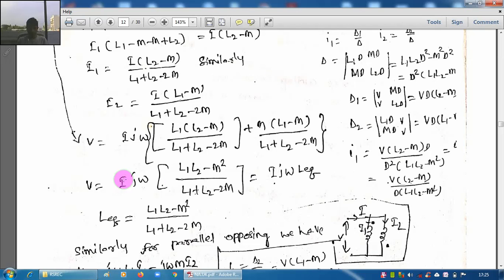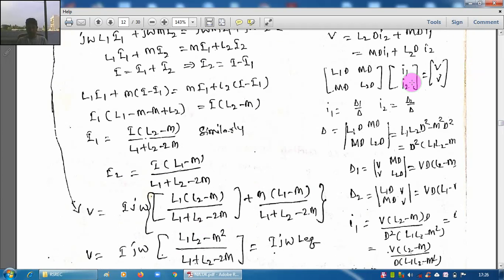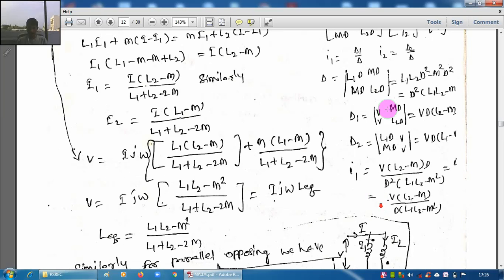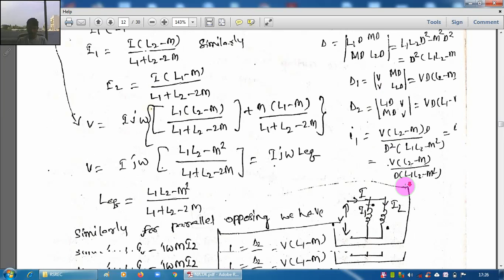You see here I j omega, and this term is written as L equivalent totally. So what is the L equivalent here? L1 L2 minus M square by L1 plus L2 minus 2M. So this is the value of total inductance if the two coils are connected in parallel aiding. Here also, in the time domain, the same thing is derived.